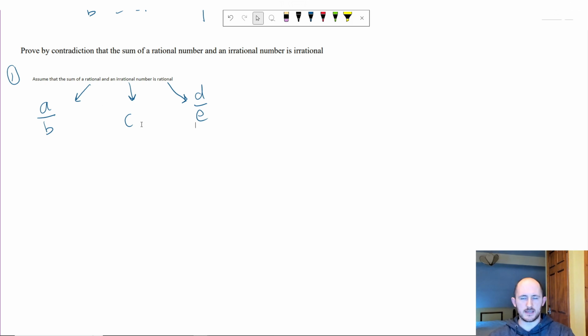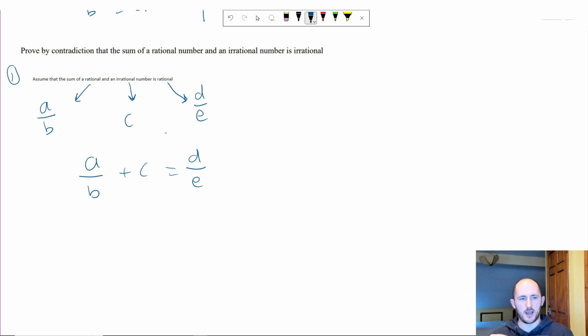In terms of why I've used these letters, literally it's the first 5 letters of the alphabet, right? So the rational has to be 2 integers over each other. The next one just has to be a number, so I've just represented it as C. I don't know what the number is. And the rational number, again, has to be expressed as a fraction. So, okay, we're assuming that the sum of these two is rational. So, okay, let's take the sum of these two, right? Let's do A over B plus C equals D over E.